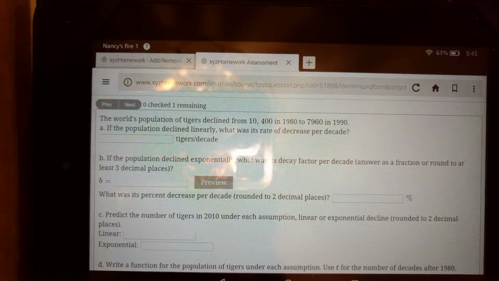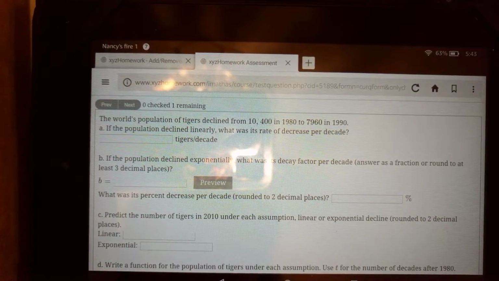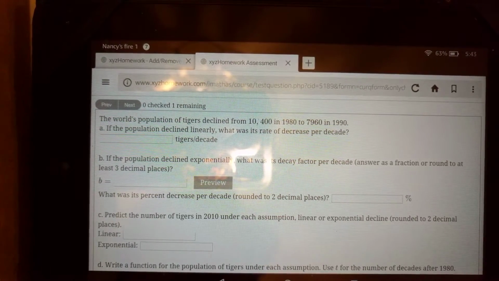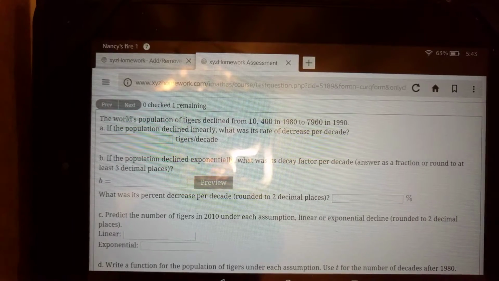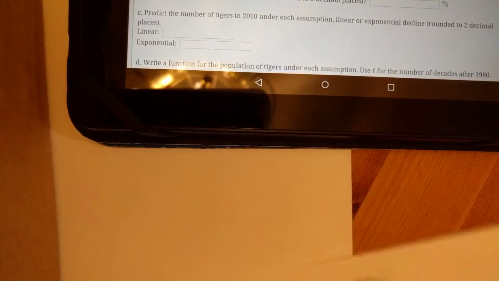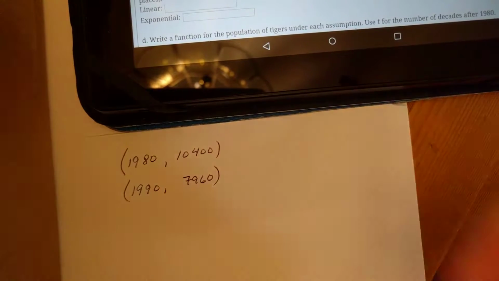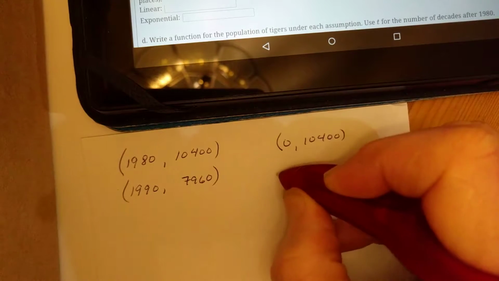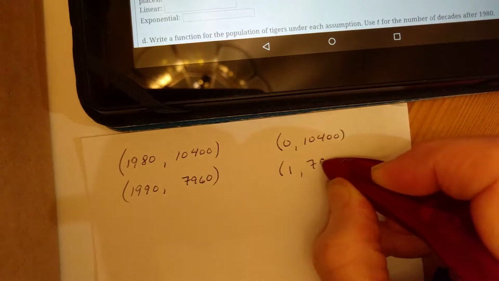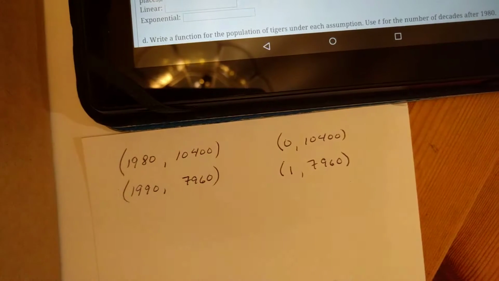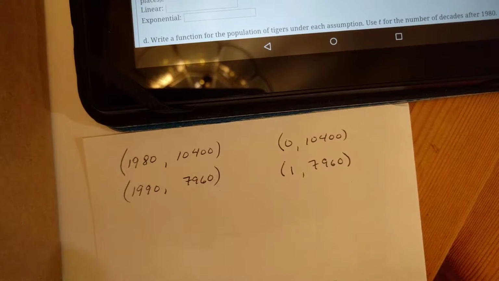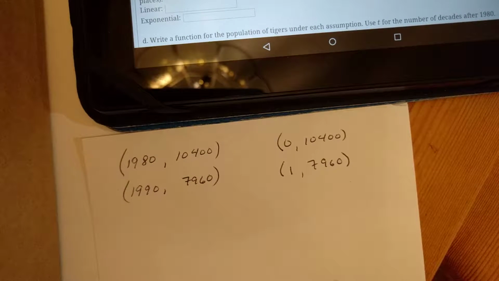The question next says, if the population declined linearly, what was its rate of decrease per decade? So that means per 10 years. So I have 2 points, and I can make these 2 points (0, 10,400) and (1, 7,960). 1 because it asked per decade, and there's 1 decade between 1980 and 1990.